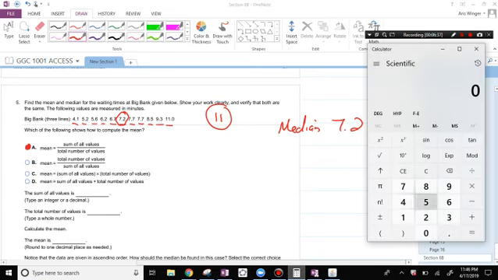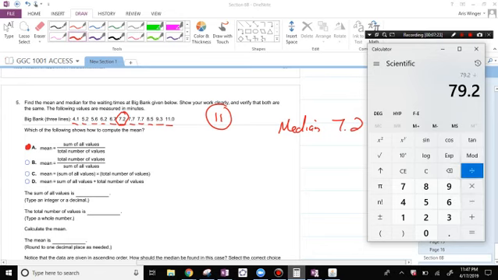So we're talking about 4.1 plus 5.2 plus 5.6 plus 6.2 plus 6.7 plus 7.2 plus 7.7 plus 7.7 plus 8.5 plus 9.3 plus 11 is that.